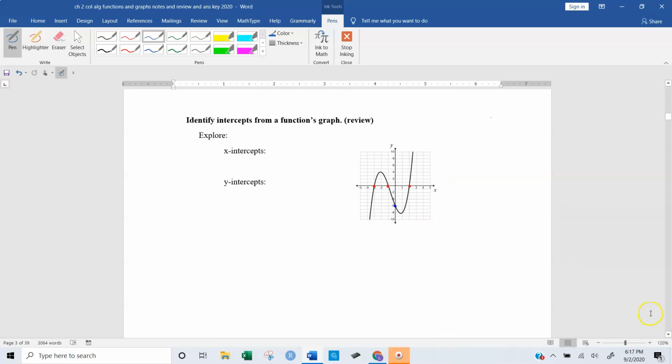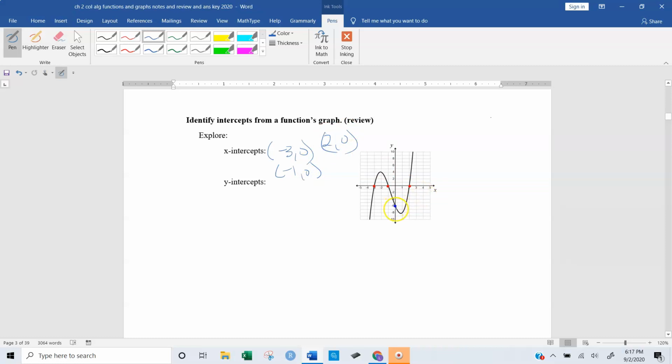Intercepts. I hope you know this, so try them. X-intercepts are actually the red dots on this one. Where does it cross the x-axis? So you should have, and they had to write them as points, -3, 0, -1, 0, 2, 0.